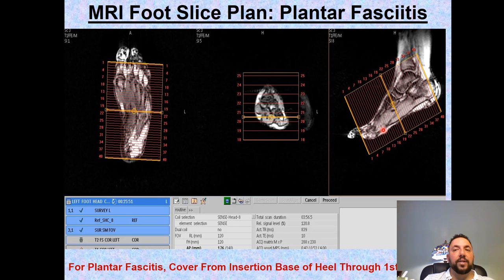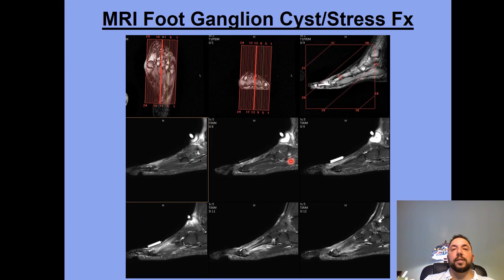When it's plantar fascia, we have to get insertion in the calcaneus to insertion in the ball of the foot. So plantar fascia, we have to cover. This is the plantar right here, the black line. So when we're covering plantar fasciitis in any foot MR, a lot more slices are required, usually 40 to 44 to 48, to cover from the insertion in the calcaneus down into the ball of the foot. So we have to cover that much coverage anytime it's plantar fasciitis.